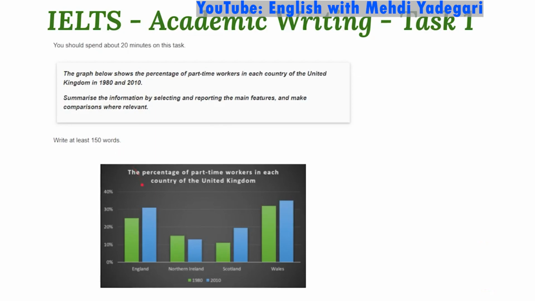So we see these columns right here. We see the numerical percentages here, 0 to 40%, and we have the countries England, Northern Ireland, Scotland, and Wales, and we have these 2 colors representative of 2 different years, 2010 and 1980, and the percentage of part-time workers in each of the countries of the United Kingdom. So we have to write something about it, right? So what you do is, in the first paragraph, you forget about whatever it is, you just immediately look at what the prompt has been given.